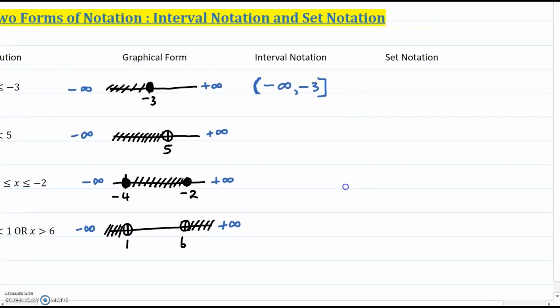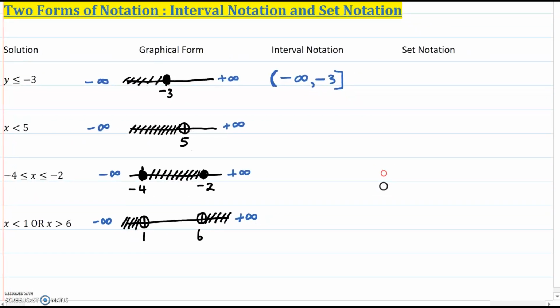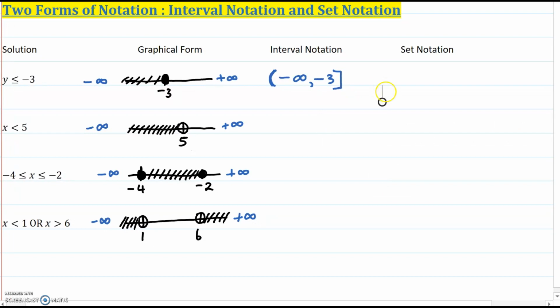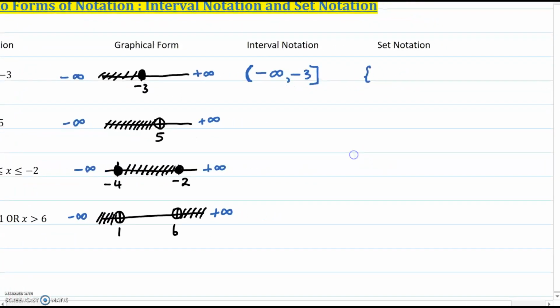Now our set notation for this one. Our variable in this case was y. Set notation is a little bit strange. What we do is we start off with a curly bracket. For set notation, we always start off with curly brackets, and we indicate what our variable is. In this case, our variable is y. And then we draw a vertical line, and this line is read as "such that."